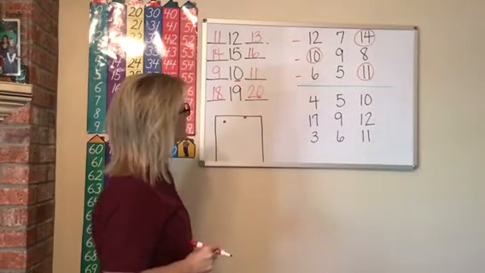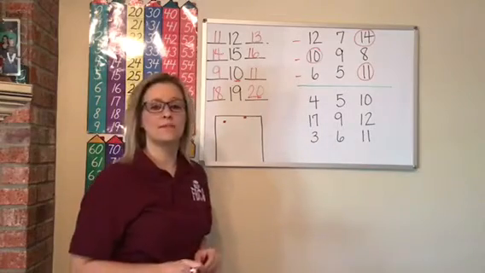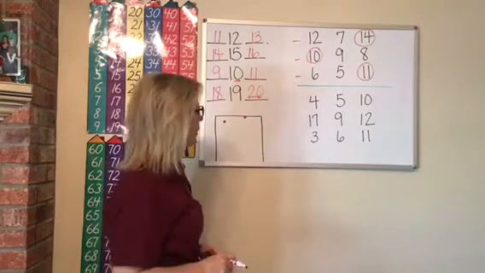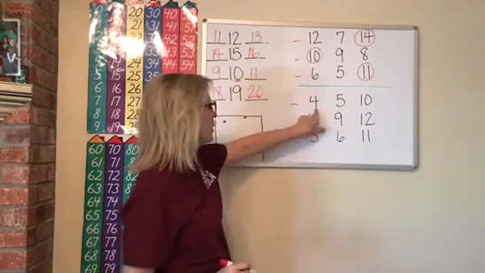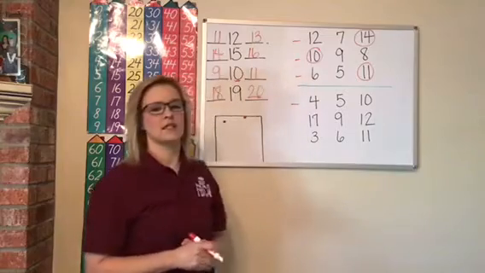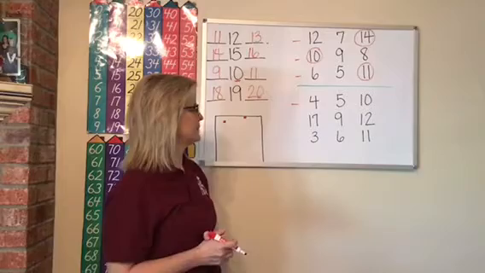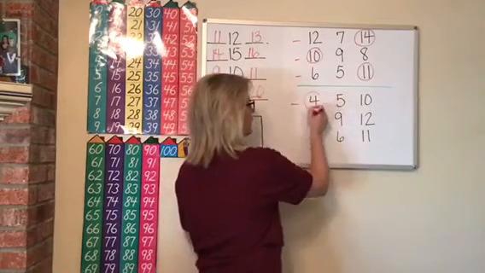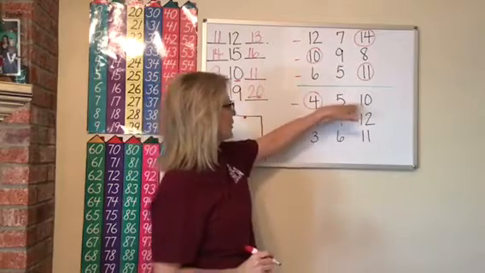Okay? All right, we're going to come down to the bottom half, and we're going to do the smallest number. Okay? We're going to start with this row right here. We have 4, 5, and 10. Which number is the smallest number in that row? 4. 4 is the smallest number in that row.